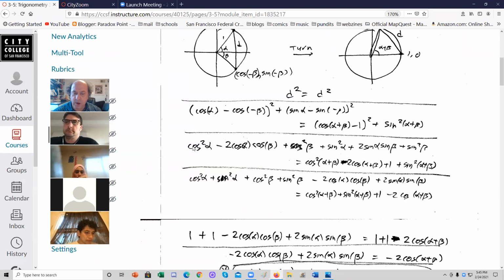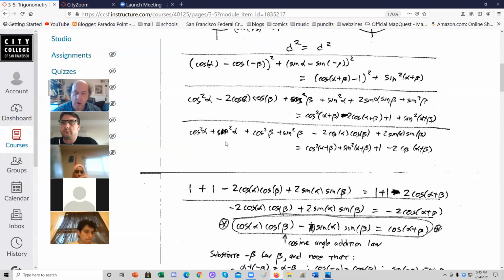Now I'm going to merge together the cos squared alpha and sine squared alpha here, and cos squared beta plus sine squared beta here. We have these other two middle terms, minus 2 cos alpha cos beta plus 2 sine alpha sine beta. Then we add cos squared(alpha plus beta) plus sine squared(alpha plus beta) here, plus 1 minus 2 cosine(alpha plus beta). Now cos squared alpha plus sine squared alpha is 1. Cos squared beta plus sine squared beta is 1. Cos squared(alpha plus beta) plus sine squared(alpha plus beta) is 1. So we get 1 plus 1 minus 2 cos alpha cos beta plus 2 sine alpha sine beta equals 1 plus 1 minus 2 cosine(alpha plus beta).